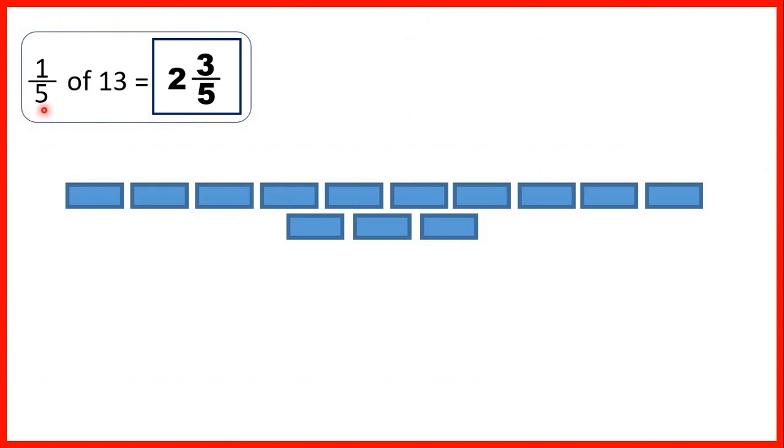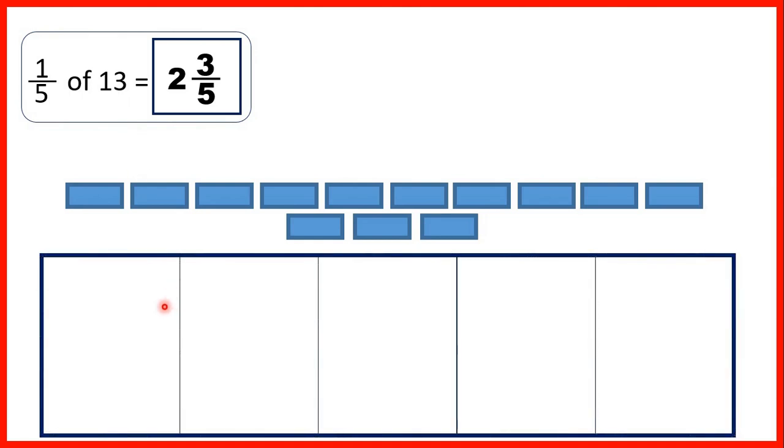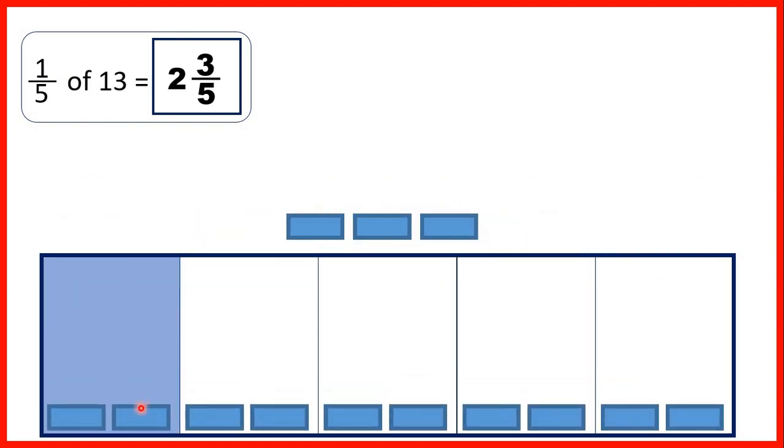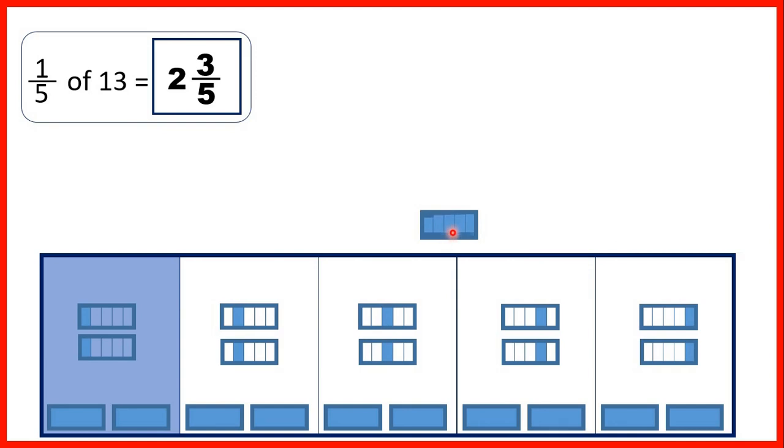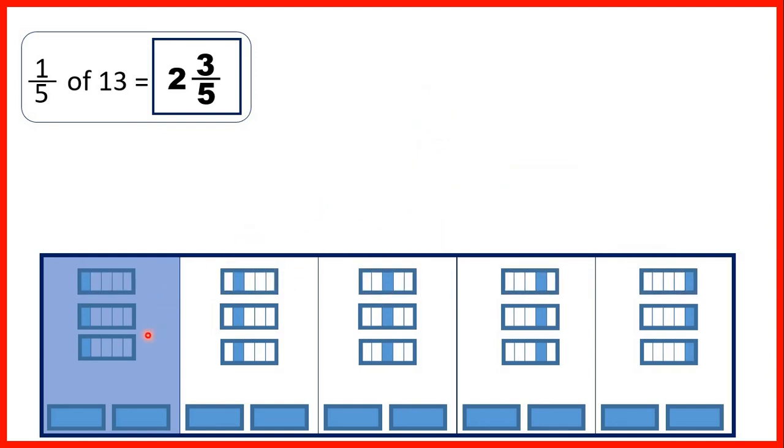So let's look back to this first question where we needed to find 1/5 of 13. We can show a fraction bar split into fifths, and because we're finding 1/5, we can shade one of those fifths. Now, we can share out 10 blocks with 2 blocks in each of our fifths, so that's why 2 is our whole number. But then, because we're finding a fifth, we can split each of our remaining blocks into fifths and share those out. We can do the same with this block and with this one. So then, when we look at our fifth, we have 2 wholes and 3 fifths, so that's our answer.